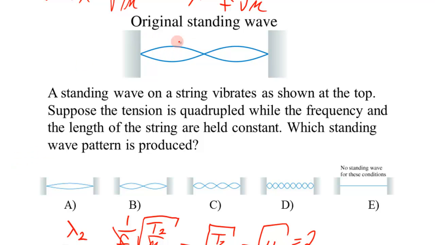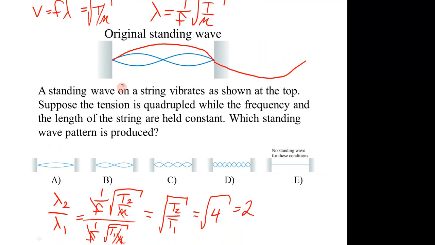If this is the original standing wave, and we want a wavelength that is twice as long as this one, that means if this is the wavelength for the original wave, we need something that is going to be a wavelength that looks like that, right? And so if we look at our standing waves, that means it should be that one.